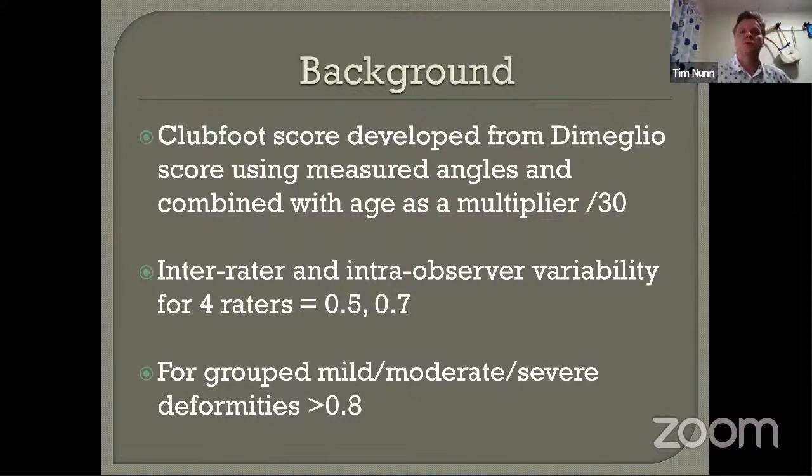So the clubfoot score, the PAVER score, was developed from the Demeglio score and used those measured angles. It was combined with age as a multiplier to give a maximum score of 30. It's not exactly the same as the Demeglio score. In our scoring system, we've defined out the plantaris and the equinus, so they're two separate aspects of this score, which are combined as one in the Demeglio original. We looked at the inter-rater and intra-observer variability for four raters and found very reasonable agreement. And when we grouped them for mild, moderate, and severe deformities, we found excellent agreement.